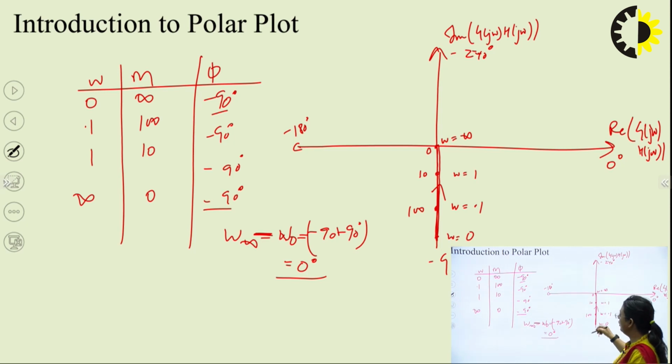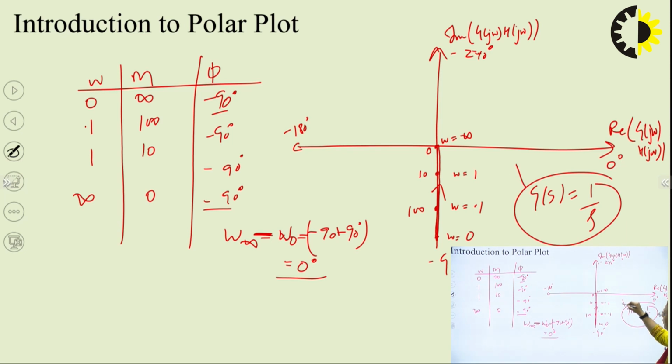So this will be the plot for G(S) is equal to 1 upon S, right.